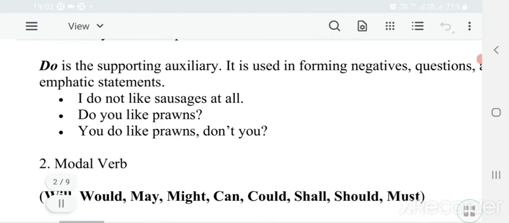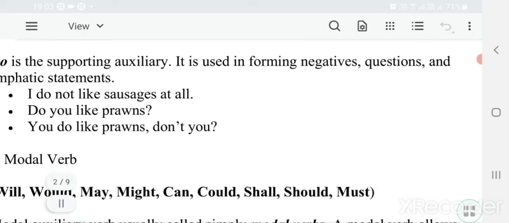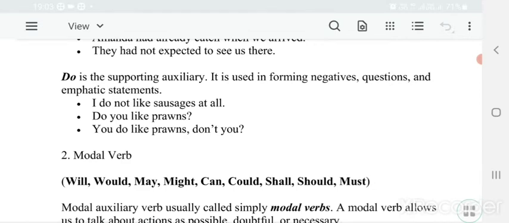Then there is do. Do is the supporting auxiliary, as I have already told you. It is used in forming negatives, questions, and emphatic statements where you pressurize your point. Emphatic statements are those statements where you emphasize your point. For example, let us see one by one. I do not like sausages at all. In this sentence, do is used to form a negative sentence.